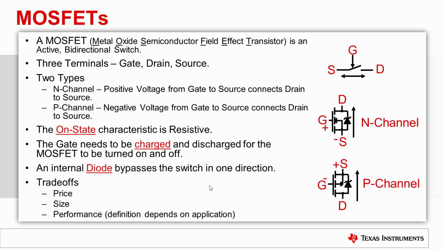There are many trade-offs and design considerations in MOSFET selection, including price, size, and performance. Performance characteristics such as voltage rating, RDS(on), gate charge, and output capacitance are just a few that must be considered.